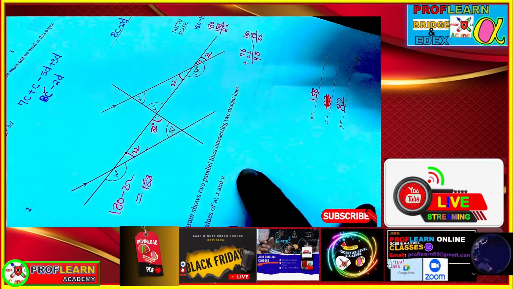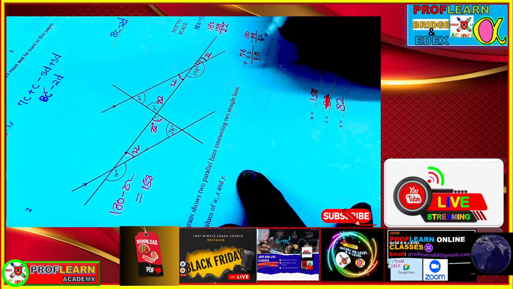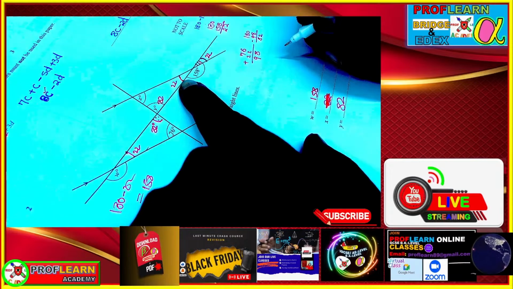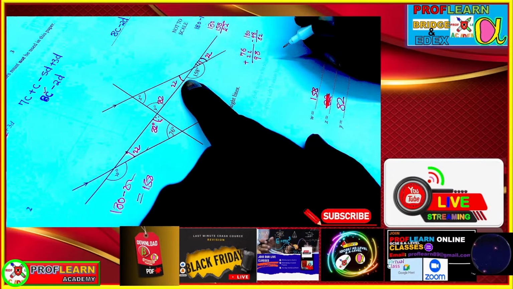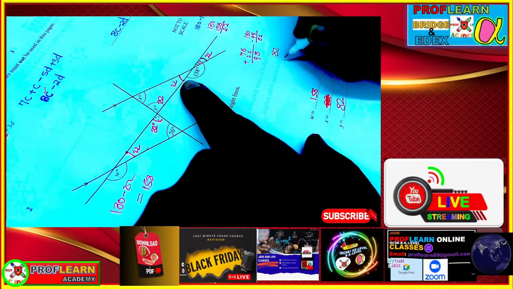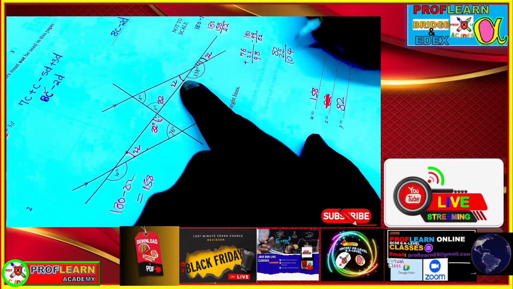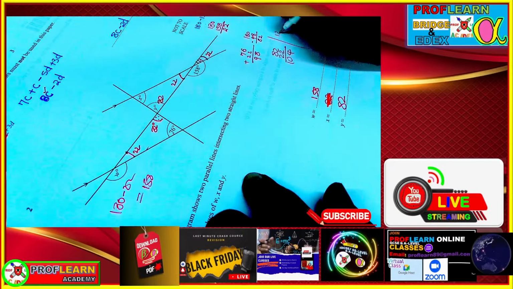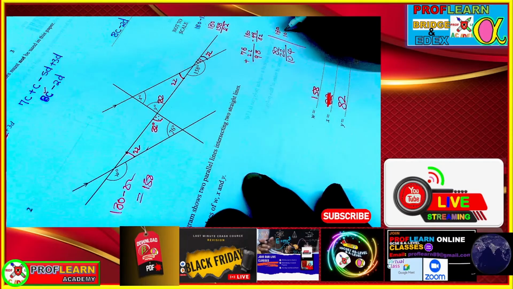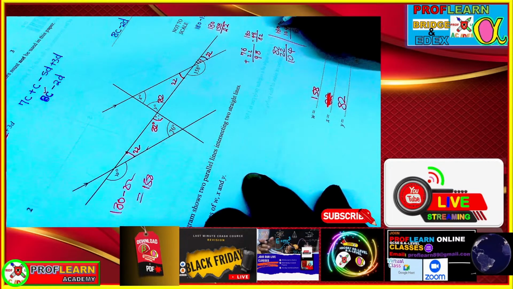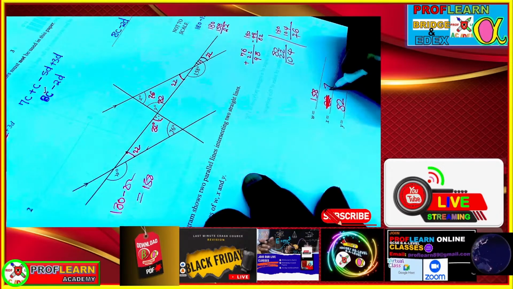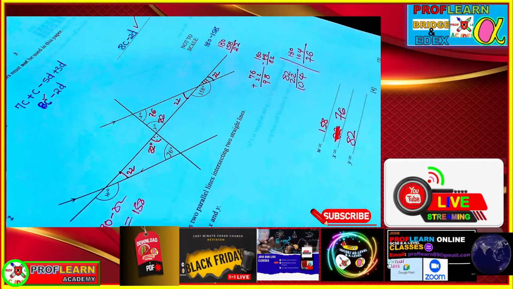We are finding X. If this is 82, what will this angle be? This angle plus this angle is going to give us 82 plus 22, that is 104. Since this also forms a triangle, we can say 180 minus 104. If we subtract, that is going to be 76. So this is 76 degrees. So X is 76 degrees.